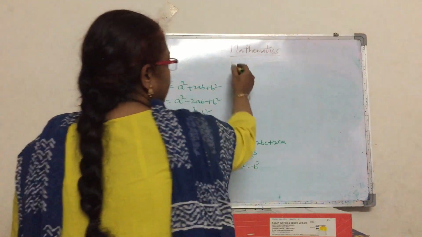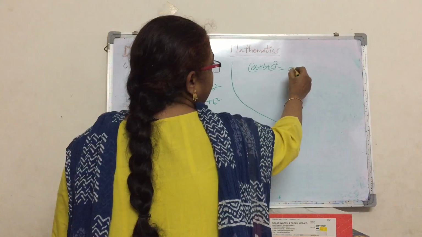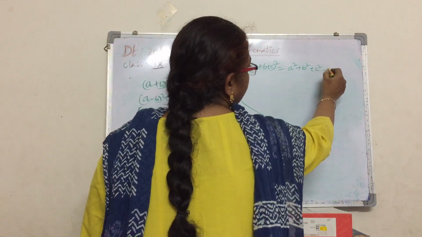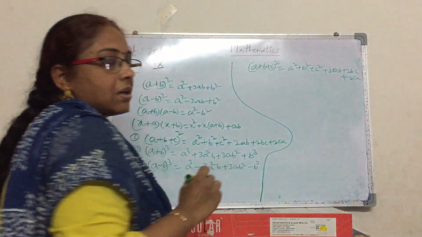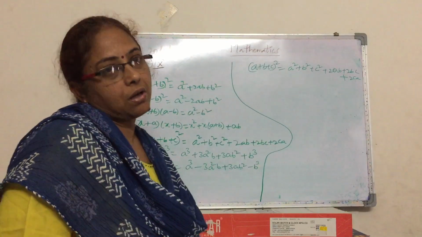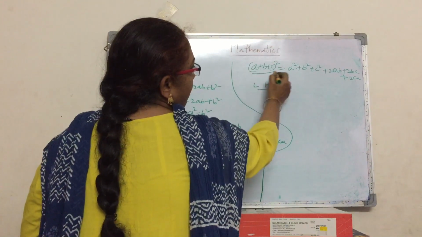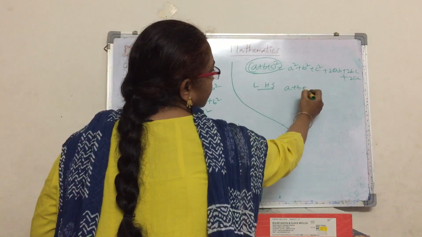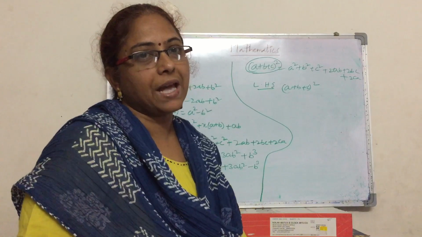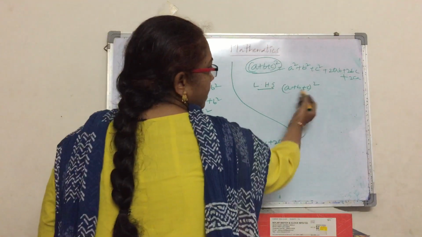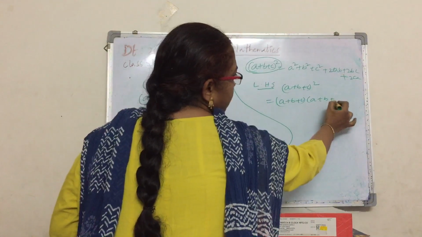Now take the first one. (a plus b plus c) whole square is equal to a square plus b square plus c square plus 2ab plus 2bc plus 2ca. Now we will see whether they are equal or not. Take the LHS. What is LHS here? (a plus b plus c) whole square. Expand this. So how many times is it there? 2 times. So expand (a plus b plus c) into (a plus b plus c).